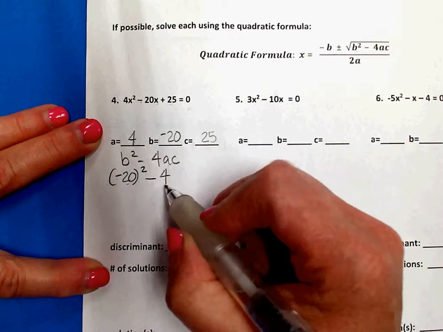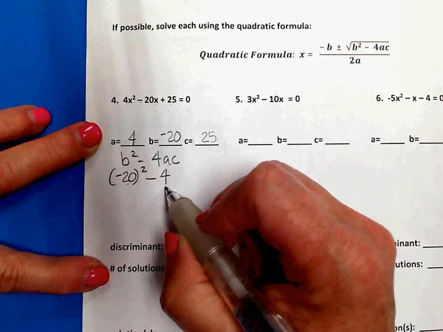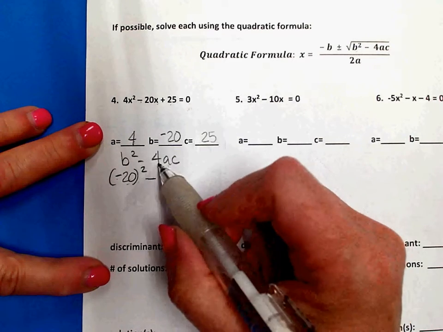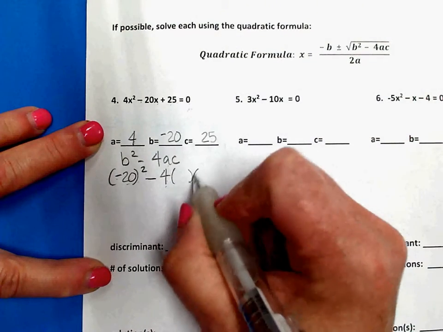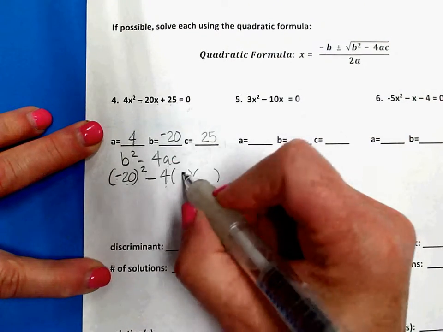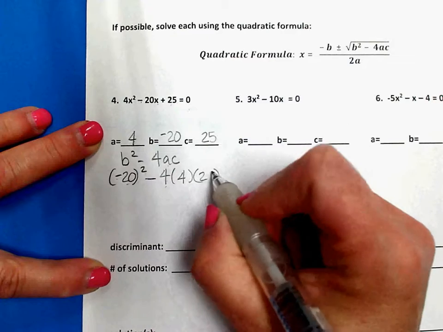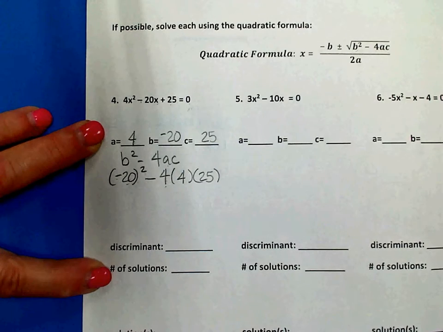A lot of kids keep asking me where this 4 came from. It's always going to be in there. It's part of your formula. It's just part of the quadratic formula. So times a and times c. A is 4, c is 25. And I'm just going to type this into my calculator and get an answer.